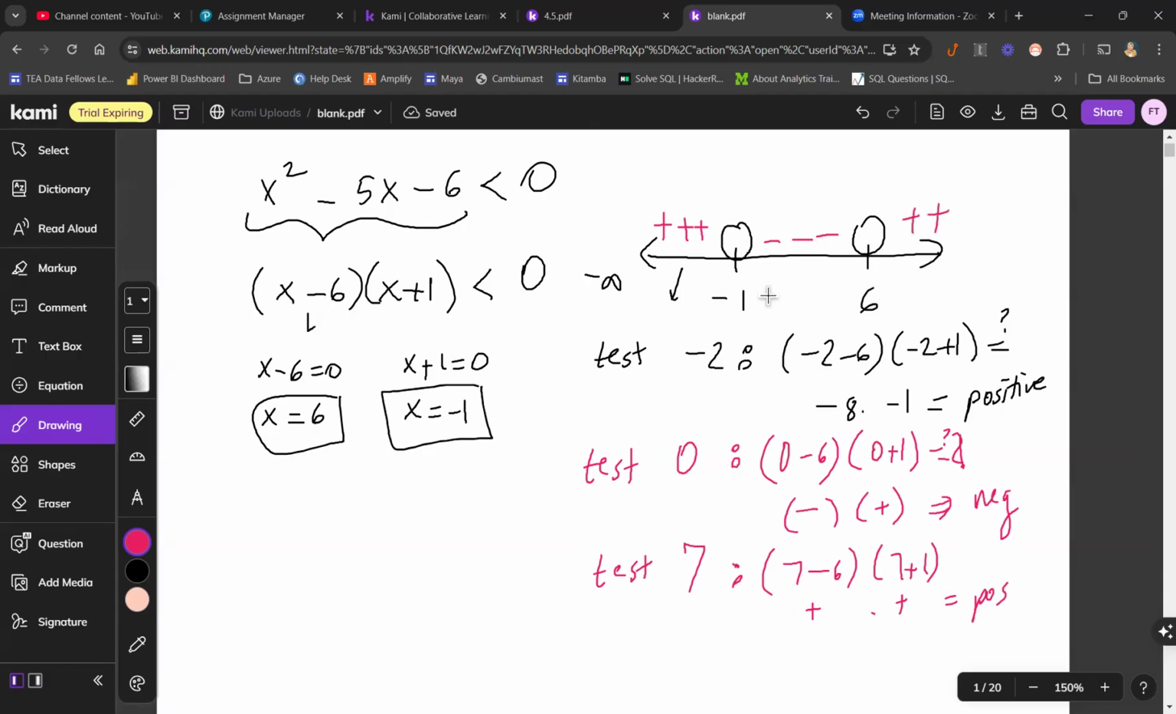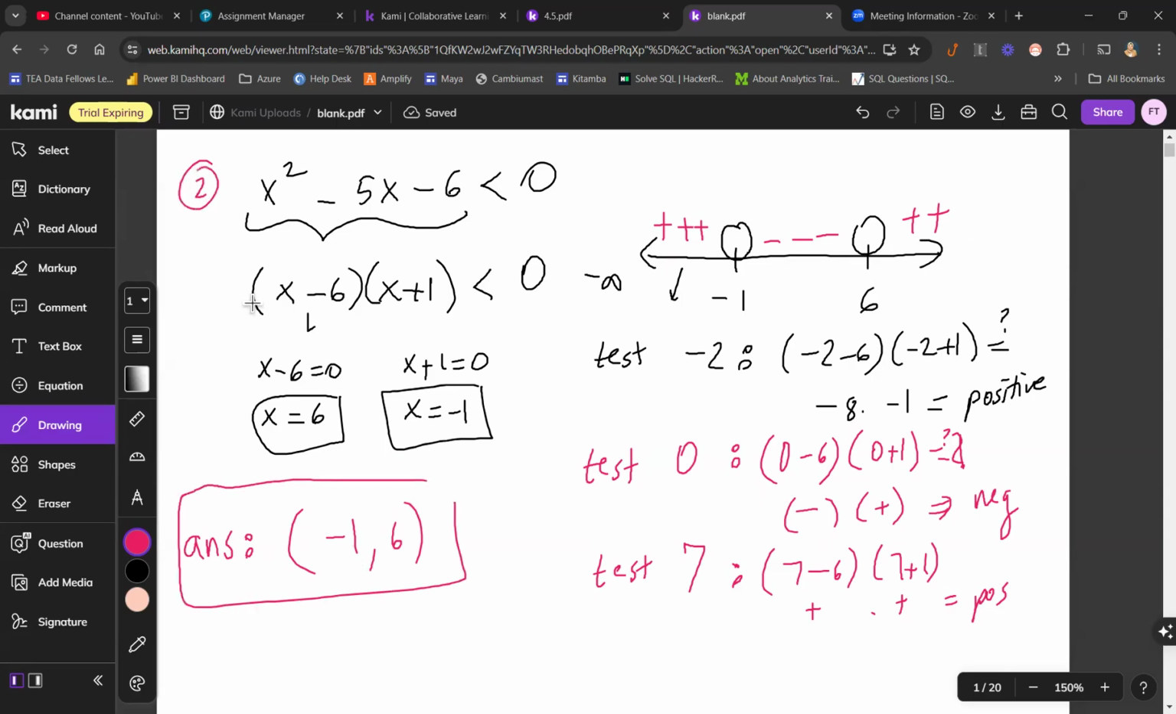So the only accepted answer will be here. We want to only use the numbers from negative 1 to positive 6. And both of these are excluded, because when you use these two endpoints, you actually become 0. But the question is not less than or equal to 0. It's just less than 0. So this will be the answer for question 2 on the homework.